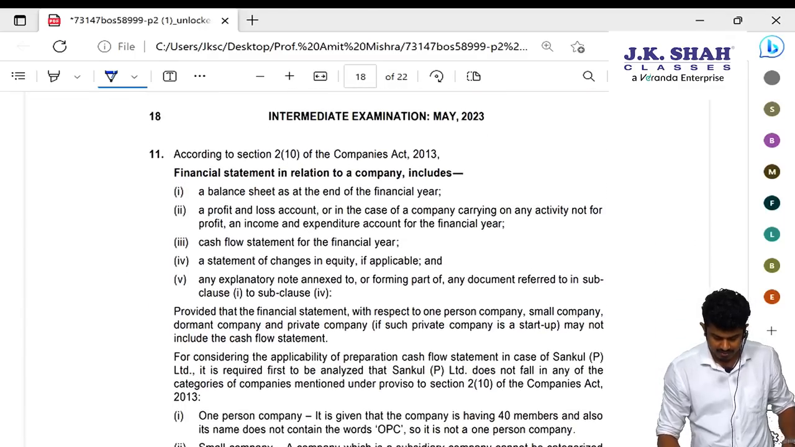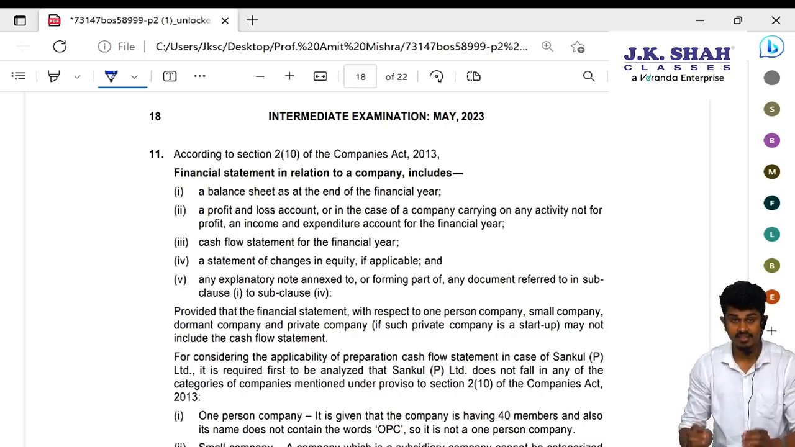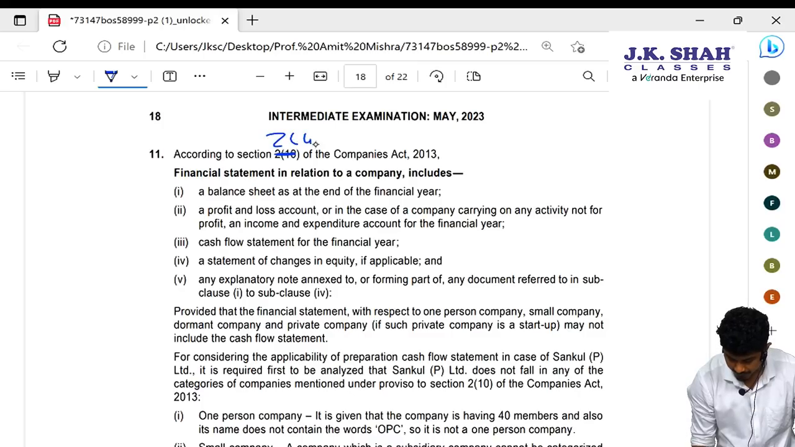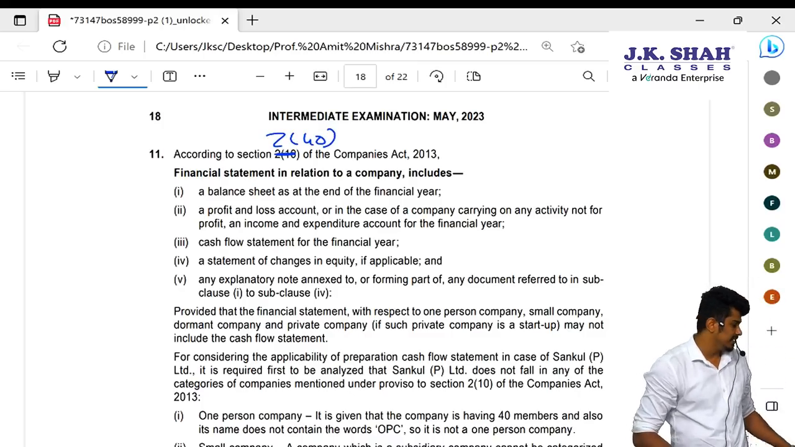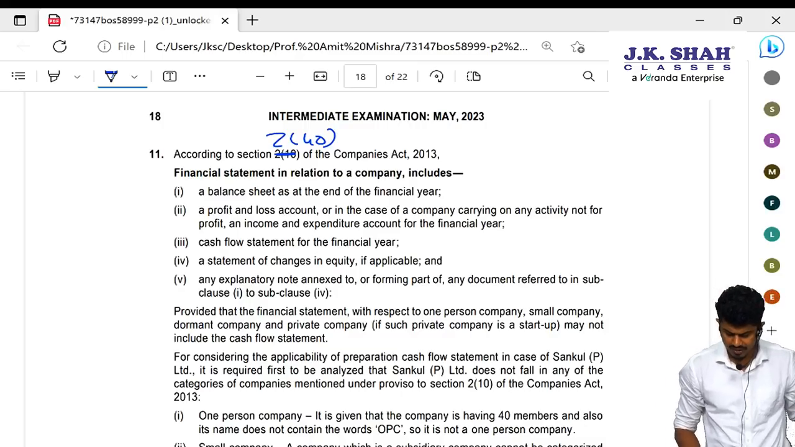Very simple. See, first of all, they have written the section wrong. In the suggested answer, they have written the section wrong. Section will be 2 clause 40. Section for financial statement is 2 clause 40. Yes or no? Okay?